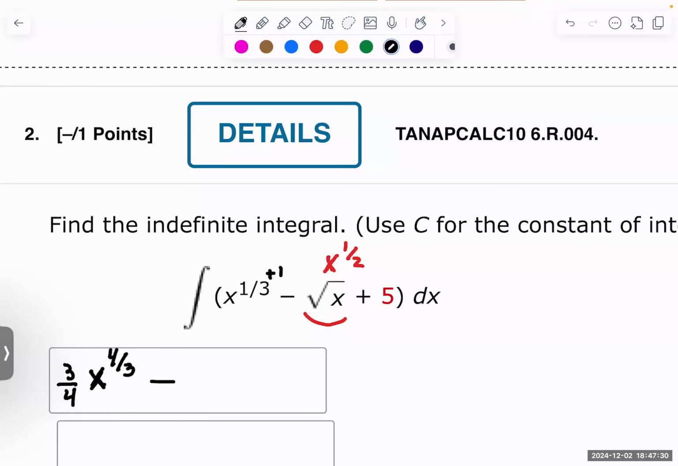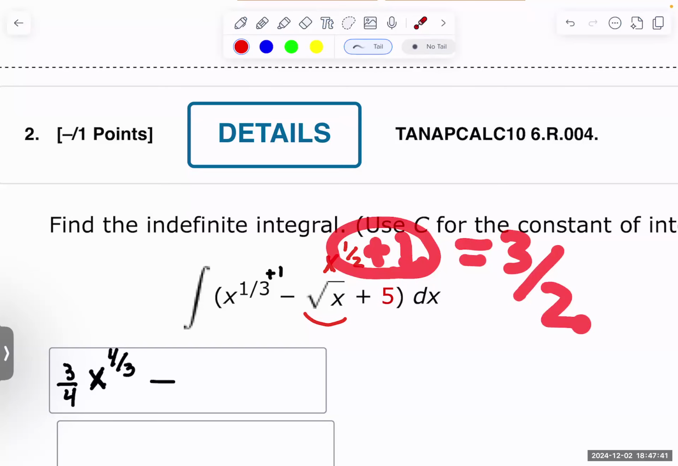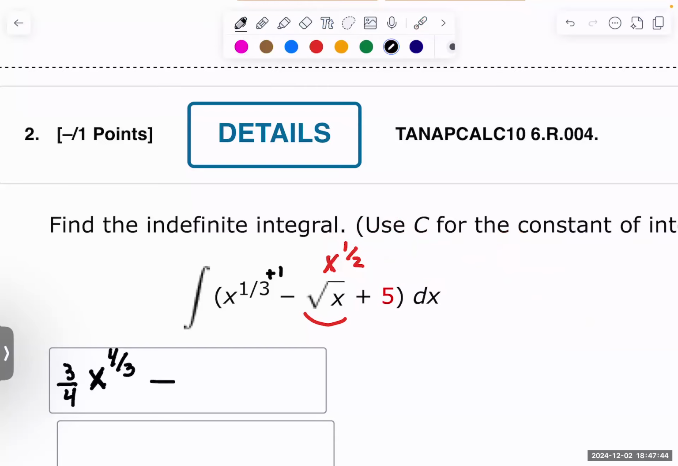Minus, adding 1 to the power here. 1/2 plus 1 is 3 over 2. So it's x to power 3 over 2 multiplied by 2/3. Or again, 1 over 3 over 2, which is the same thing as 2/3. And then by the rules you learned in 6-1, if you have a constant, then it's just constant times x plus c.